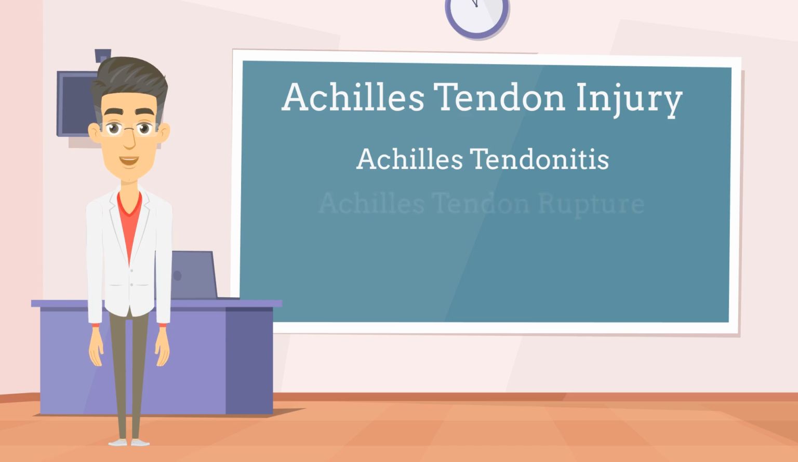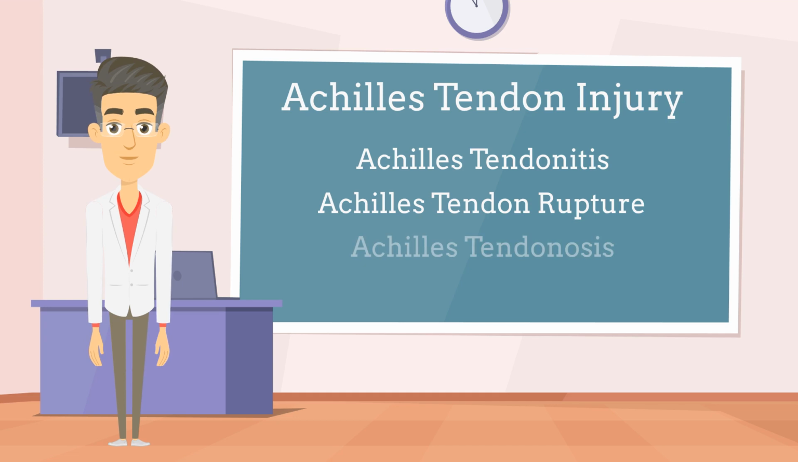Achilles tendon rupture. A partial or complete tear of the Achilles tendon can result from forceful movements or sudden trauma. This injury often causes severe pain, swelling, difficulty walking, and a popping sound at the time of injury. Achilles tendinosis. Unlike tendinitis, tendinosis refers to a degenerative condition where the Achilles tendon undergoes microscopic damage and fails to heal properly. It can lead to chronic pain and weakness in the ankle.